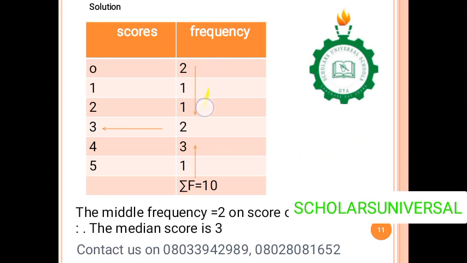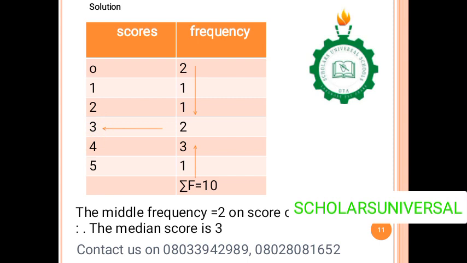Add 2 plus 1, 3. Add 3 plus 1, 4. You will see that it is in these two that we have our 5. If you add up here again, 1 plus 3 is 4. That means the fifth one is in these two. So 2 now stands at the center of the frequency. So you now trace these two to where you have your score. So 3 is the median score.